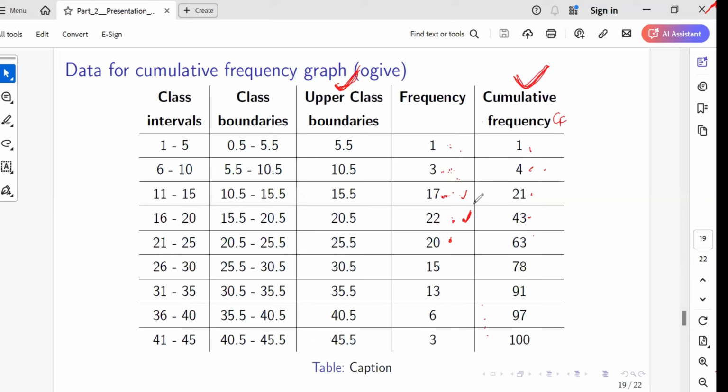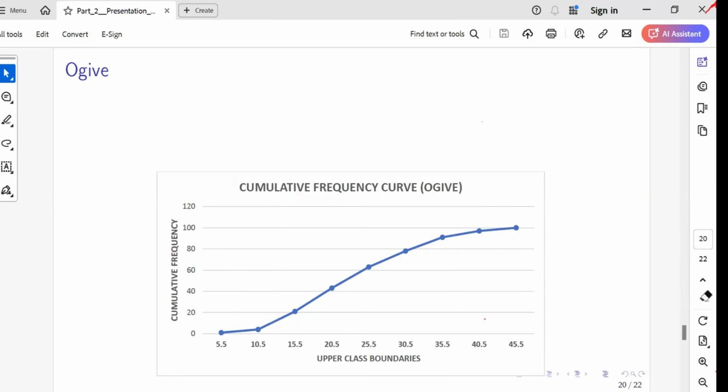So you do this for all the others, and for the last one, you take 3 as your frequency. Then you add it to all the numbers that come before it. So 3 plus 6 plus 13 plus 15 plus 20 plus 22 plus 17 plus 3 plus 1, and that gives us 100. Okay, so now that we have our cumulative frequencies and our upper class boundaries, we'll plot the upper class boundaries against the CFs. So this is the cumulative frequency curve, or the ogive. Now you realize that in this case, we have here our upper class boundaries.